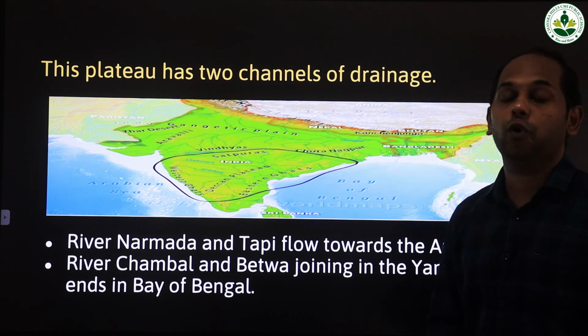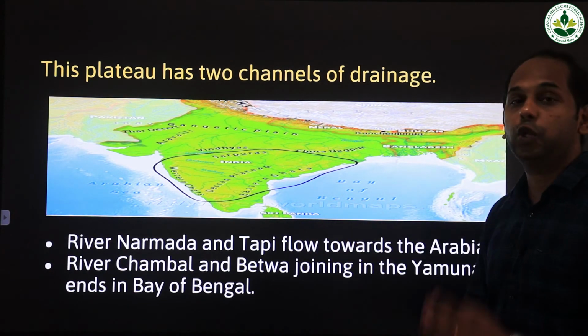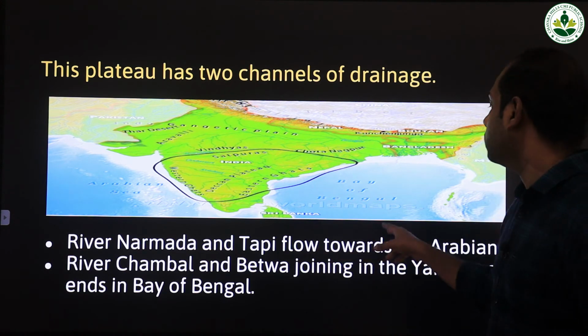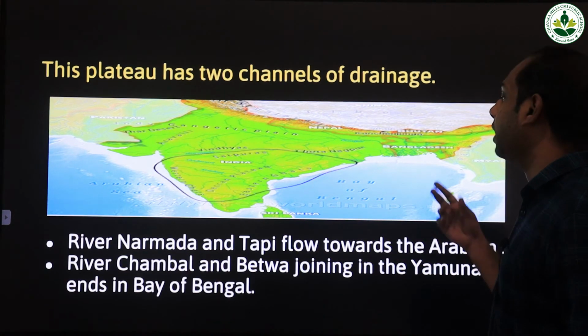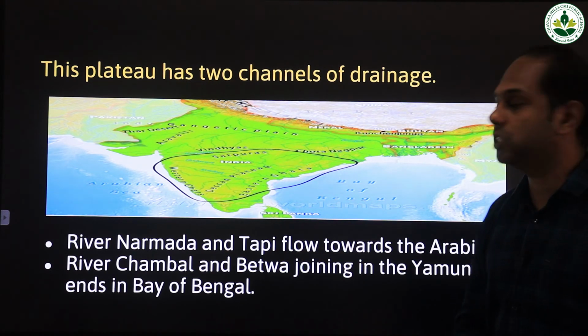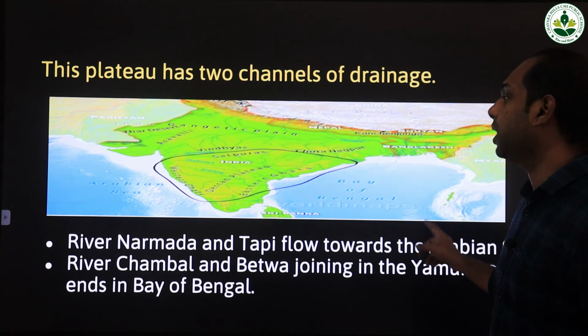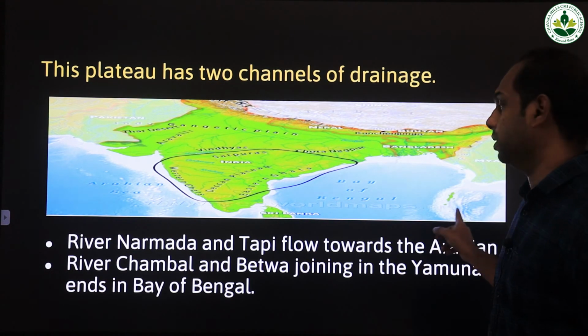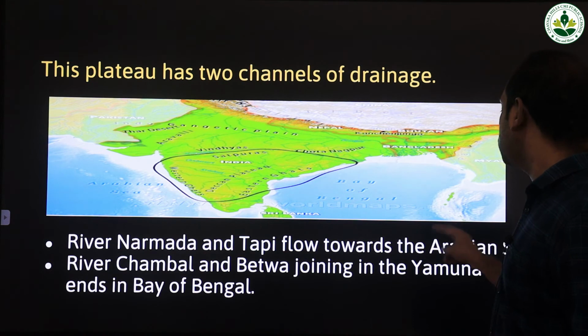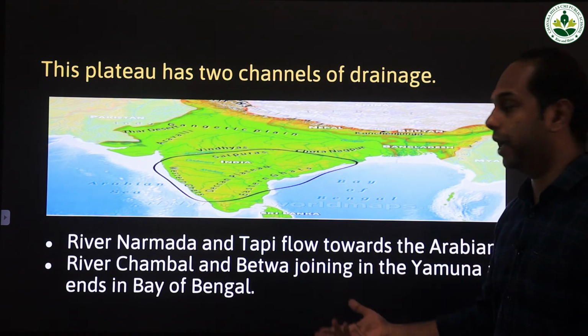So there are mainly four rivers in the Central Highlands. Among them, two rivers flow towards the Arabian Sea, and the other two rivers, Chambal and Betwa, join where? They join the Bay of Bengal. So that's about the rivers and their destinations. Two rivers join the Arabian Sea, and the other two rivers join the Bay of Bengal.